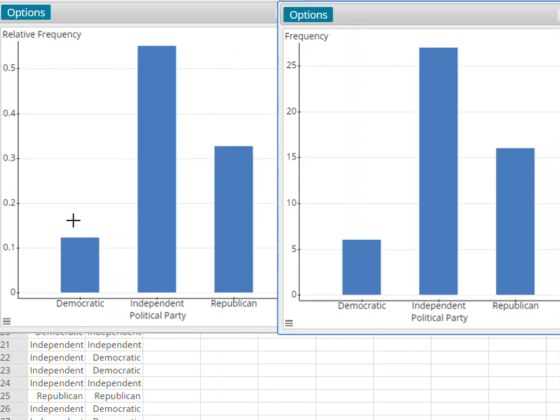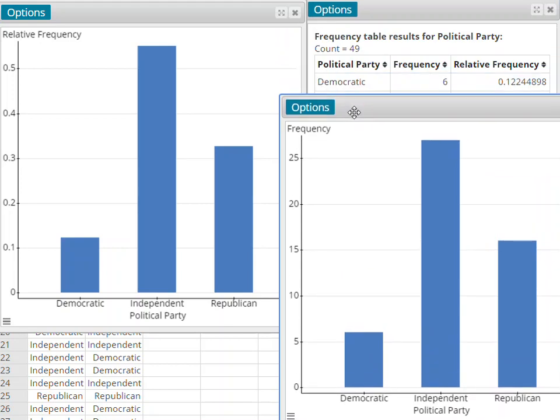And just to note here that, again, if I were to hover my mouse over each one of these bars, I would know the height of the bar, which corresponds to the value of the bar or the proportion of each one of these categories. And we can look back on our table and we would see that, yes, there is a 0.122 proportion, or 12%, Democrat respondents to this survey that we have taken.